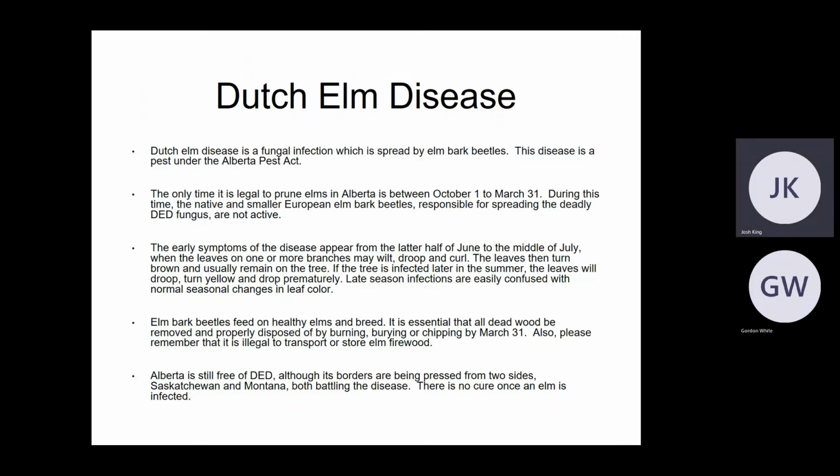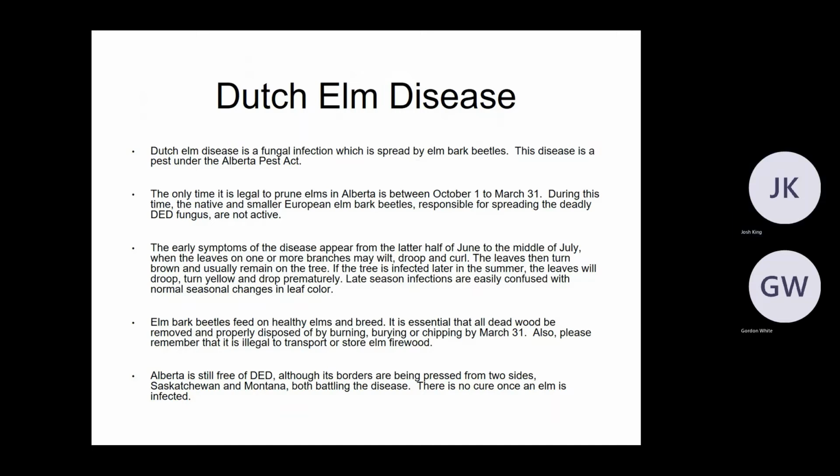Late season infections are easily confused with normal seasonal changes in fall color. Probably the key feature there would be if the leaves turn yellow in the fall and then don't fall off. That might be an indicator. If at any point you think you've got Dutch elm disease, you can call me or you can call the Society to Prevent Dutch Elm Disease.